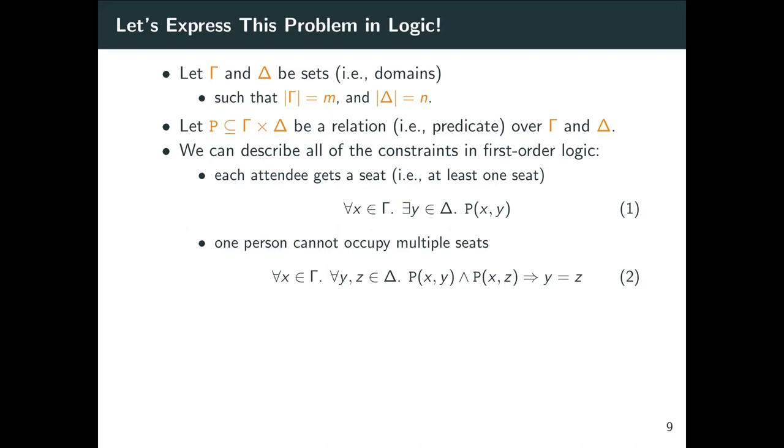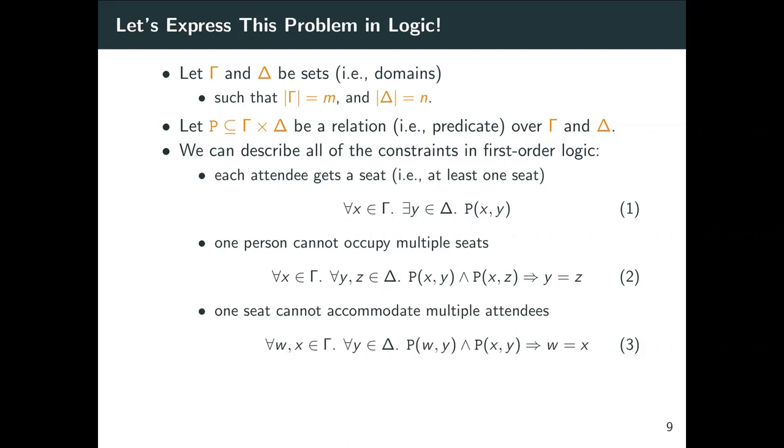We can say that one person can occupy multiple seats. So whenever we have two seats assigned to the same person, we have that the two seats must be equal. And similarly, if we have two people sitting on the same seat, then those two people must be the same person. And that models the injection counting problem. The first of the two constraints constrain this predicate P to be a function, and then the third one makes it injective.